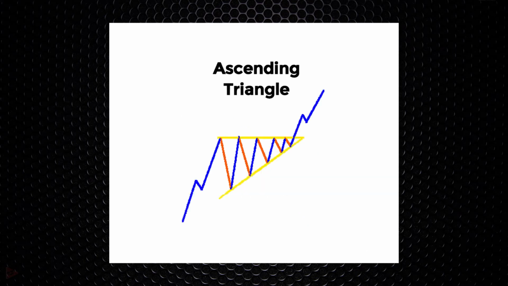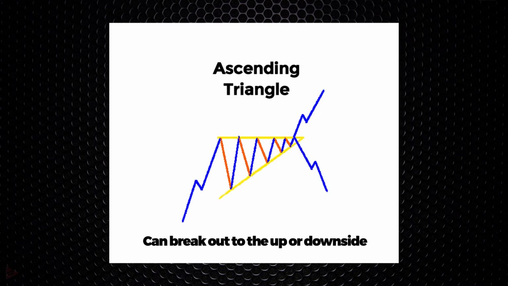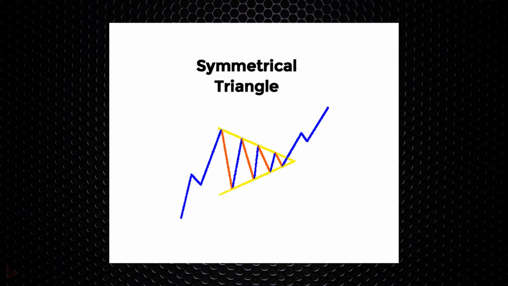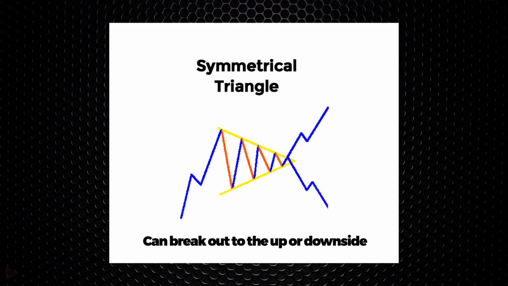Then we also have the ascending triangle, which is exactly the same thing. It's a continuation or reversal pattern, meaning that it can go either to the up or to the downside on the breakout. The next type of triangle is the symmetrical triangle. Once again, a continuation or a reversal pattern. Compared to the previous two patterns that I talked about, the symmetrical triangle produces very strong breakouts, but the thing is that you don't know in what direction it's going to break out.